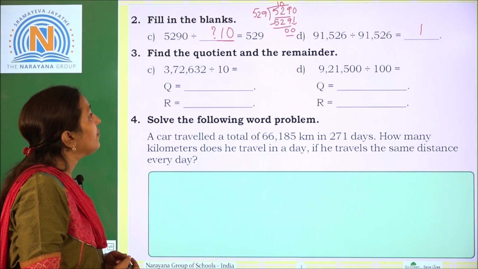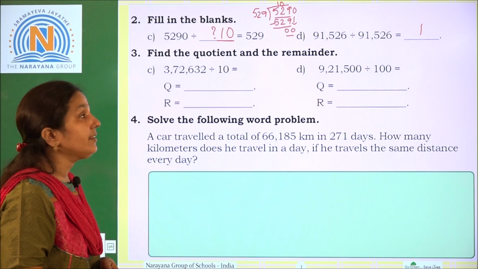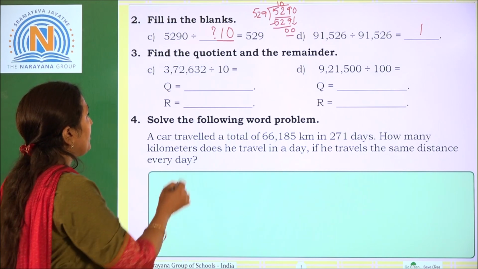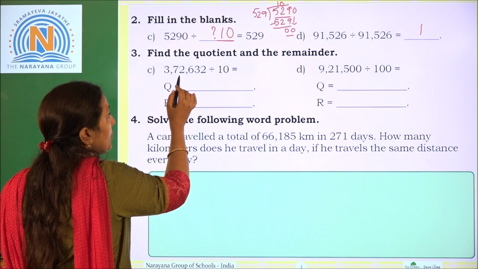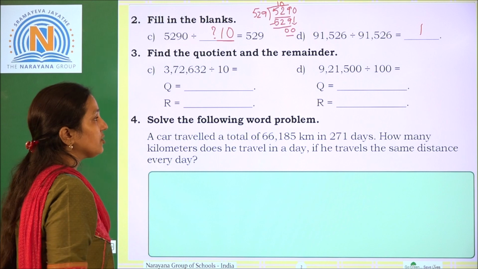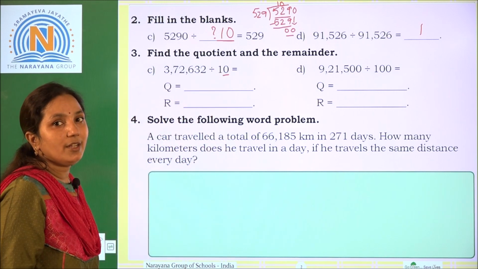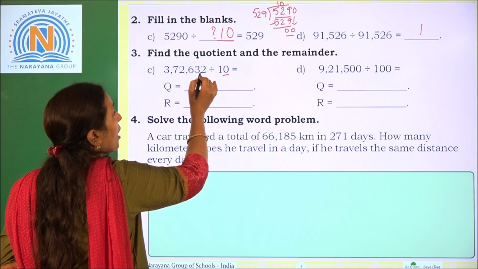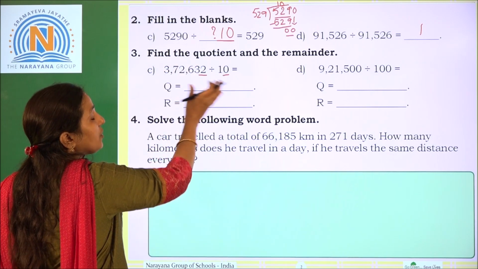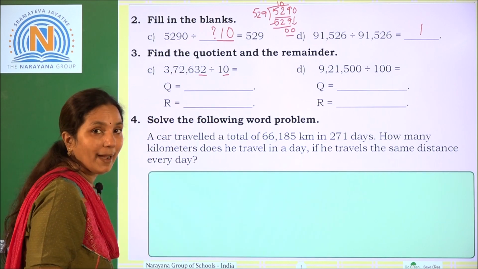Coming to the next one. Find the quotient and the remainder. So here we are dividing by 10, 100, numbers ending with zeros. Coming to here, 3,72,632 is divided by 10. So how many zeros are there here? Only one zero. So one place we have to remove; the remaining numbers will be the quotient, and what we remove will be the remainder.